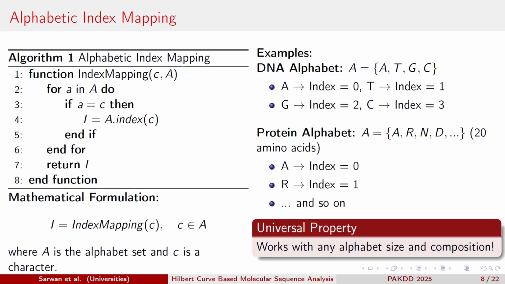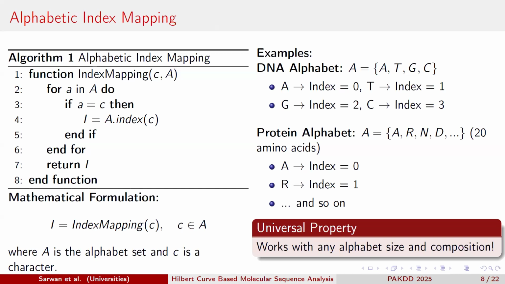Okay, let me dive deeper into this crucial component. Our alphabetic index mapping algorithm is deceptively simple but powerful. For any character C in alphabet A, we return the index position of that character. Here's why this works. For DNA, our alphabet is ATGC. So adenine maps to index 0, thymine to 1, guanine to 2, and cytosine to 3. For protein, we have 20 amino acids, so alanine maps to 0, and so on.